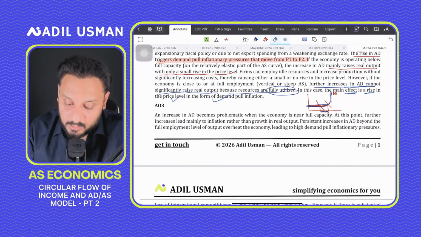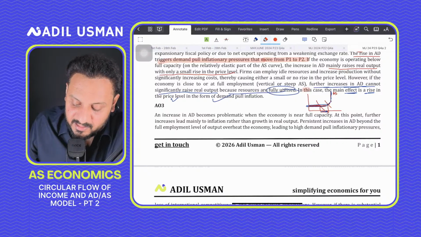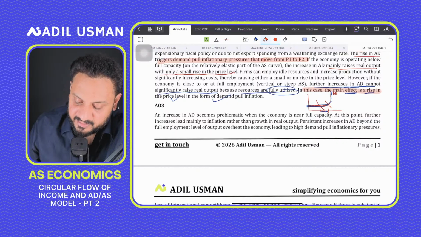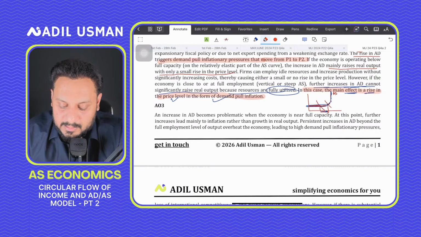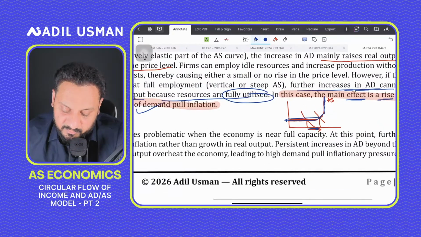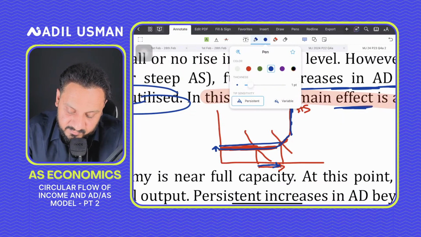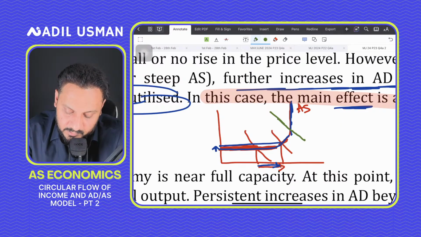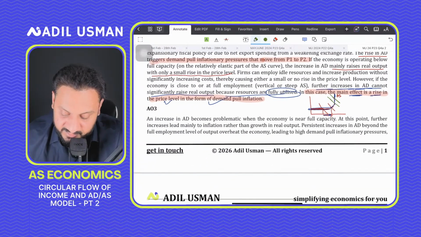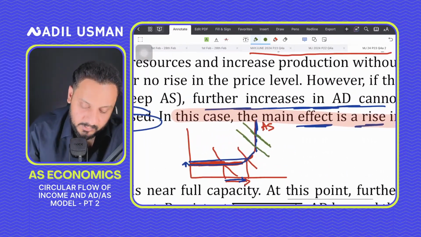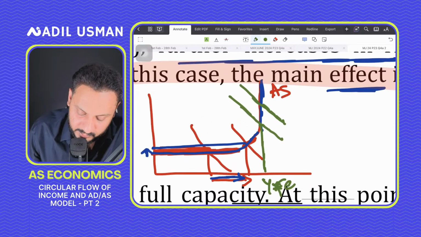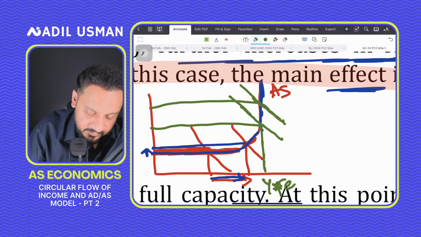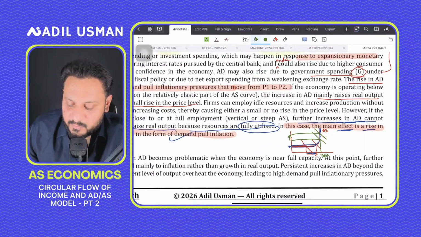ठीक है जी? So in this case, the main effect of a rise in AD is a rise in the price level in the form of demand pull inflation, which means that अगर आपकी economy is on full employment, your resources are fully employed and you're operating somewhere in this region, then you can see that in this case, there's no change in real GDP. It's still at Y star or YFE, whatever you want to call it. But the only increase is an increase in prices. And that's what the question was also asking us.